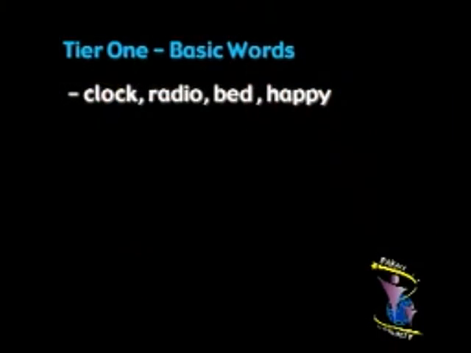In the work by Isabel Beck, she talks about 3 tiers of words. The first tier of words are words such as clock, radio, bed. And those words you probably don't even need to teach your children because they're already in their repertoire. The second tier is the ones we want to focus on. Words that are very high frequency words that are used in many different situations.